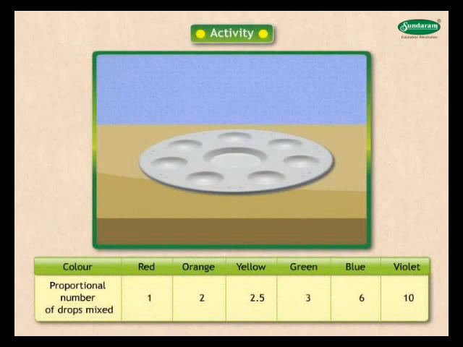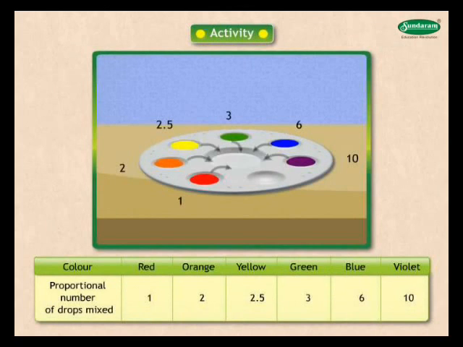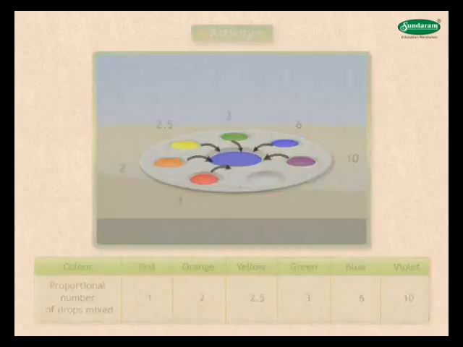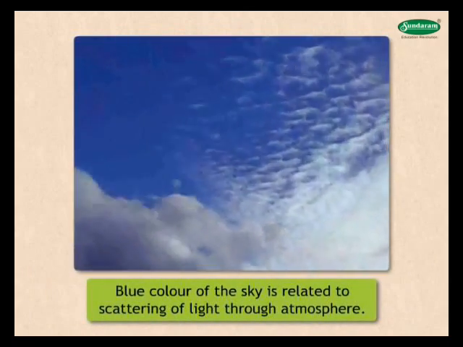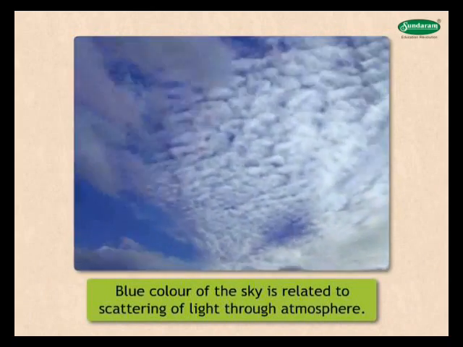Let us look at one more activity. Take drops of watercolors in the following proportions and mix them together. What is the resultant color obtained? We get blue color on mixing it. Blue color of the sky is related to scattering of light through the atmosphere.